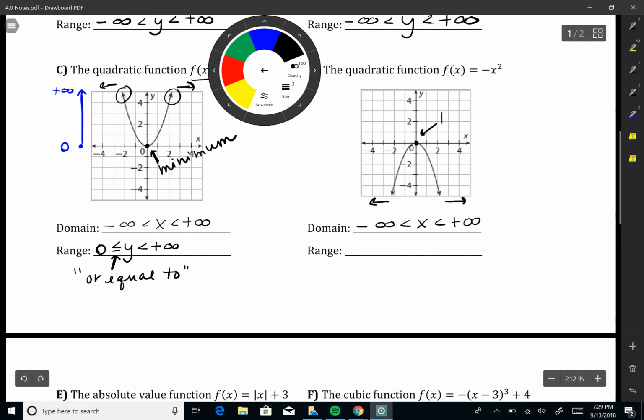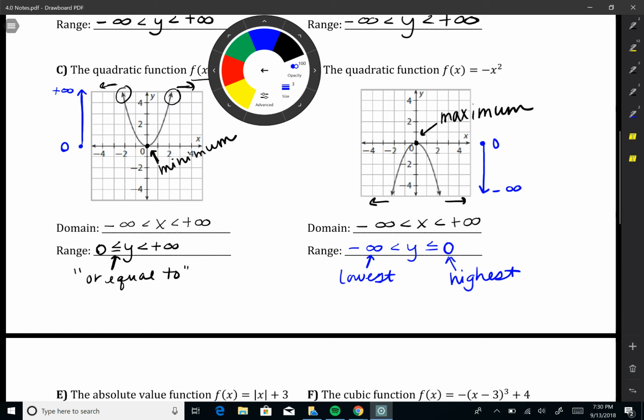Now my vertex is a maximum point. Okay, so that is the highest y value that my graph is going to reach. So actually, when I think about range, I'm thinking it stops here at 0, but it goes down all the way to negative infinity. And so when I write the range, I start at negative infinity is less than y, which is less than or equal to 0, because that is the highest point on the graph. And we always want to put the lowest on the left, and the highest on the right. If we do these sandwich inequalities all the time, it's going to make it easy.